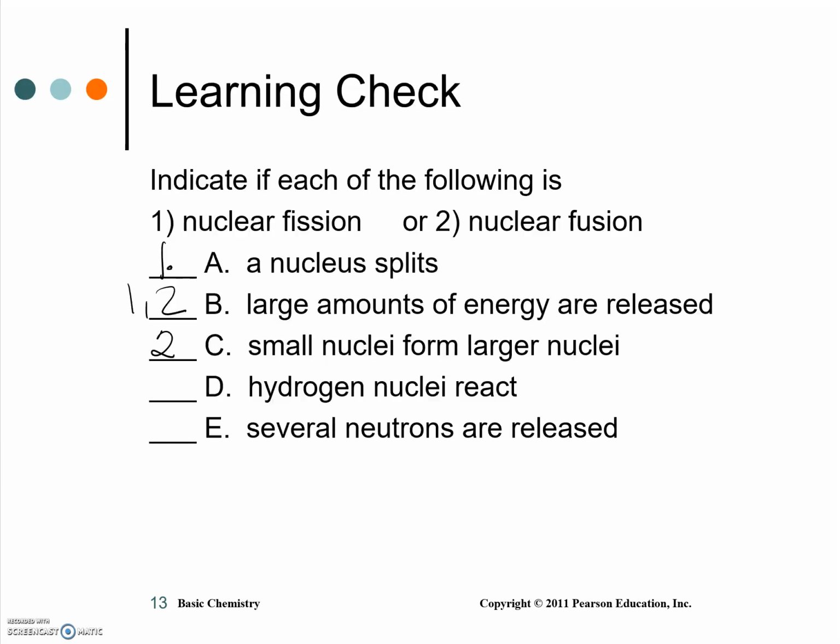Our hydrogen nuclei react. Once again, that is going to be number 2, so that's really a key difference between the two. And then several neutrons are released. Remember, that's nuclear fission, and that's where we can get our chain reaction to occur.